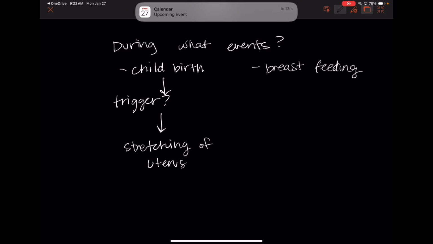For breastfeeding, the trigger there would be suckling. So baby suckles on mom's breast to cause that letdown. And so for both of these, the stretching of the uterus and suckling that causes the release of those hormones, what kind of stimulus is that?